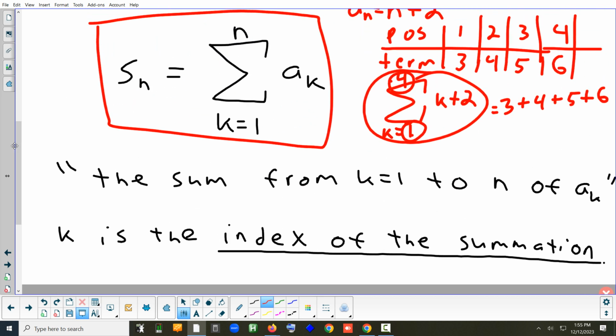Okay, the k is what we call the index. It's the thing that keeps track of where you start. That's called your index. Most of the time, the index starts at 1. It could start at a different number, but most of the time it just starts at 1. Does everyone have the line that says the sum from k equals 1 to n? I'll give you a sec.